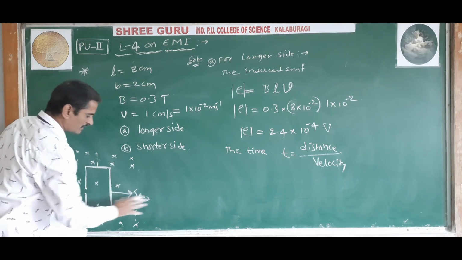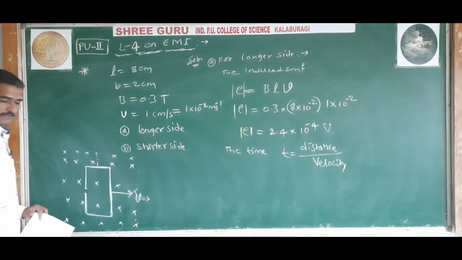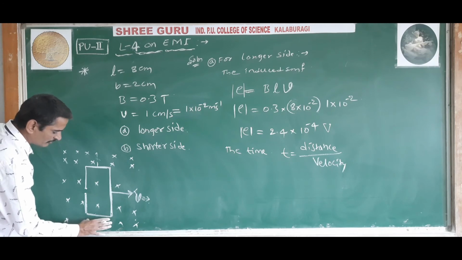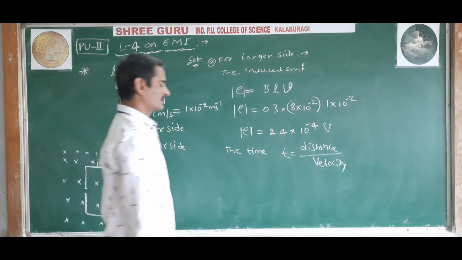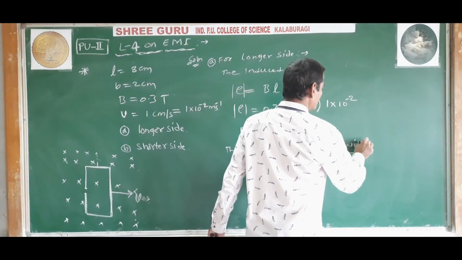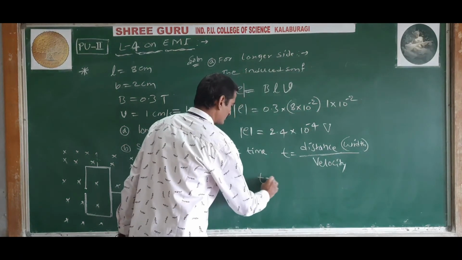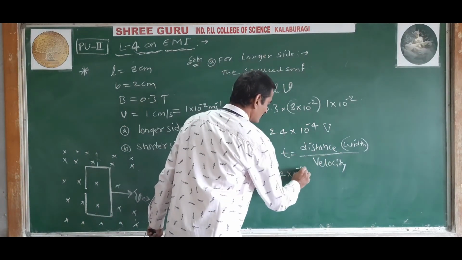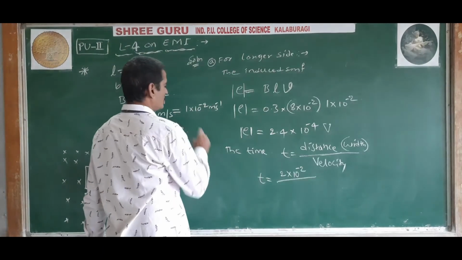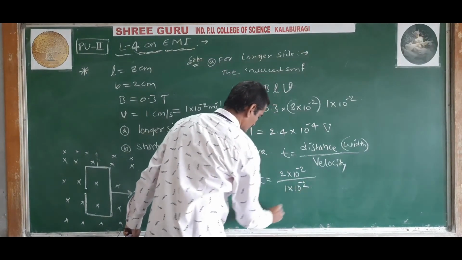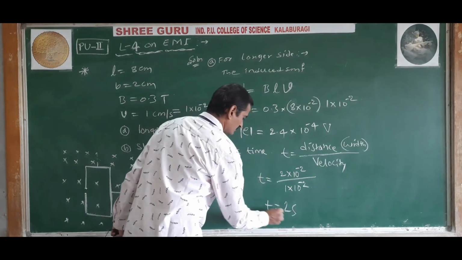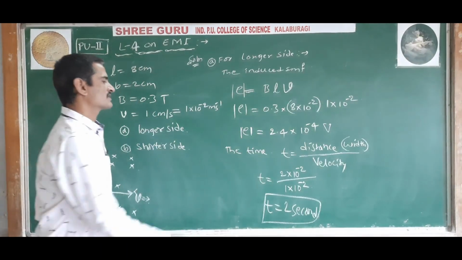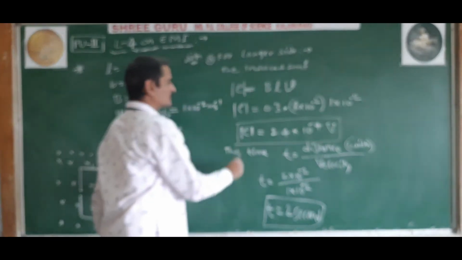In the first case, we are moving along the longer side, that is, velocity is normal to the longer side. So the distance travelled will be this shorter side, the width, divided by velocity. The width is 2 centimeter, that is 2 into 10 to the power minus 2, and velocity is 1 into 10 to the power minus 2. So t is equal to 2 seconds. So this induced EMF lasts for a time interval of 2 seconds.